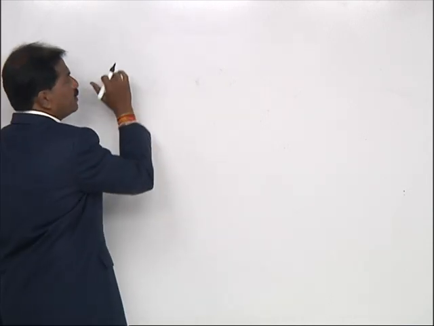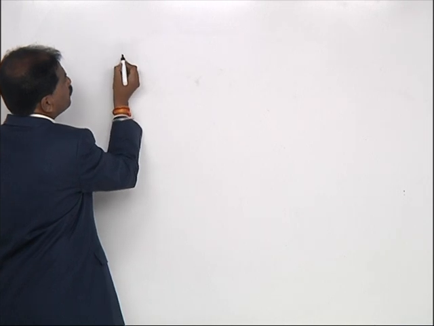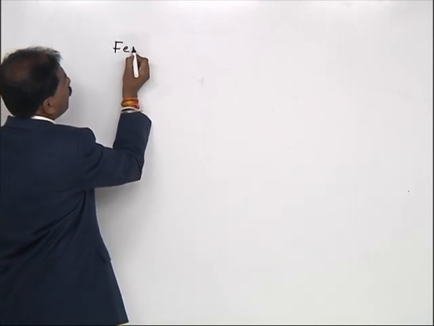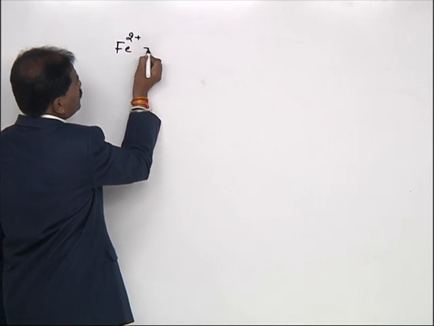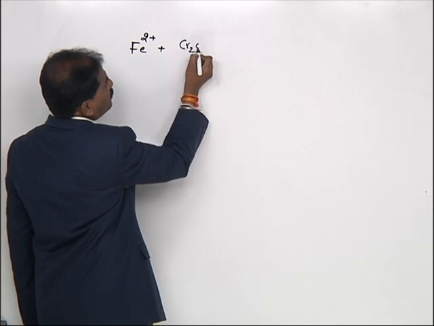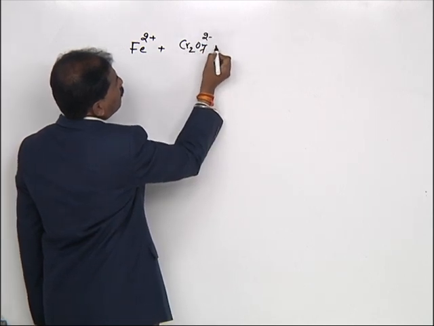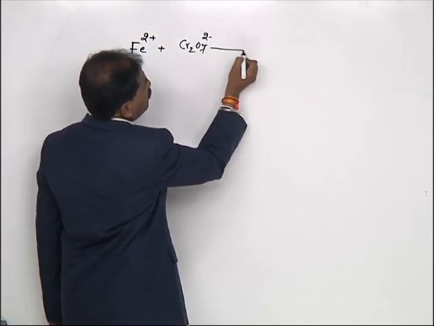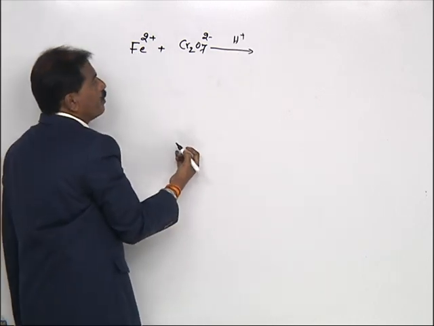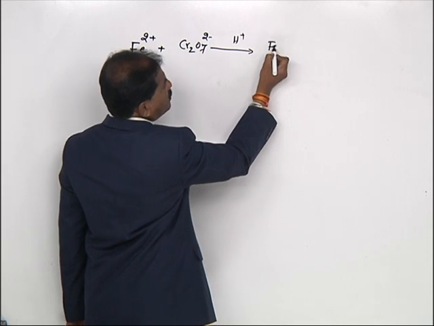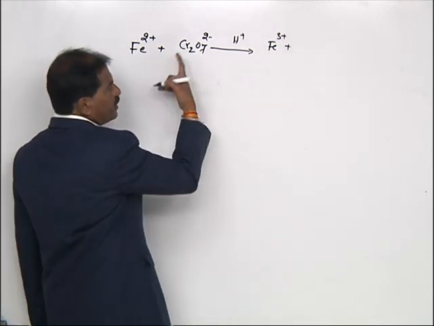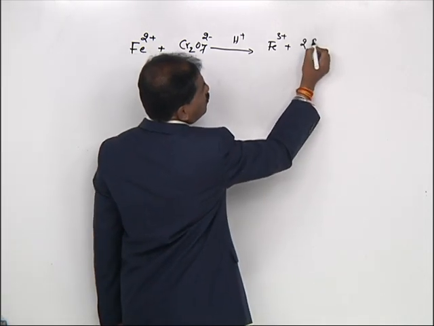Similarly, let us discuss another example. Here ferrous is reacting with the dichromate. Now the reaction is taking place in acidic medium. Here ferrous has been oxidized to ferric. This dichromate is gaining electrons. It has been reduced to Cr3+.